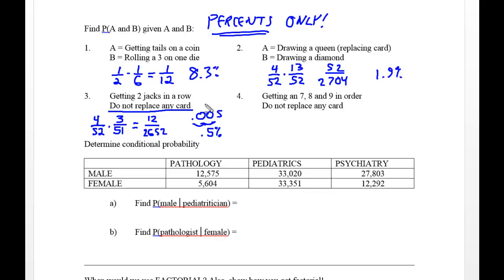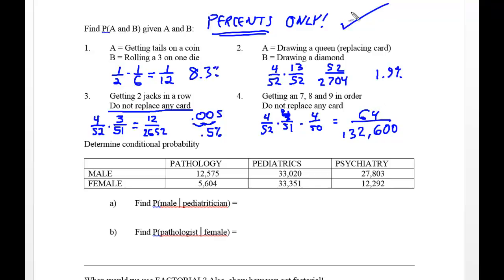And now what I'm going to spend the most time on is this last problem of getting a 7, 8, or 9 in order. Do not replace any card. So there are 4 7s in this deck of 52 cards. There are 4 8s in 51 cards and 4 9s in 50 cards, which gives us a fraction of 64 over 132,600. Now, this answer asks for percents only, so I need to present it in this way.